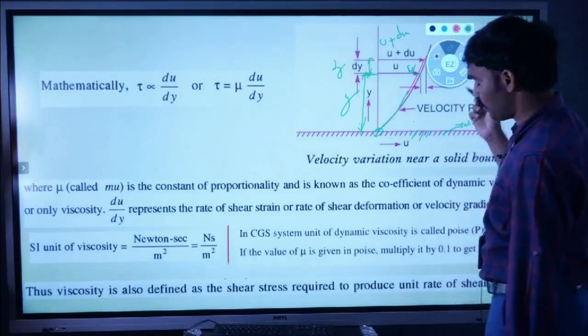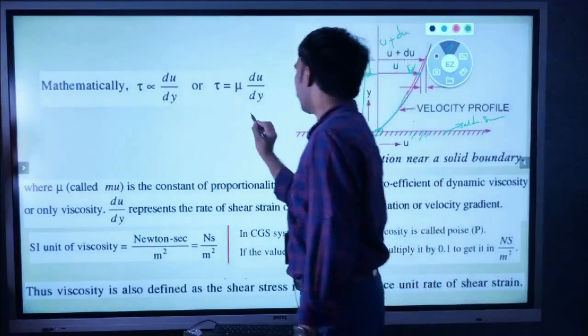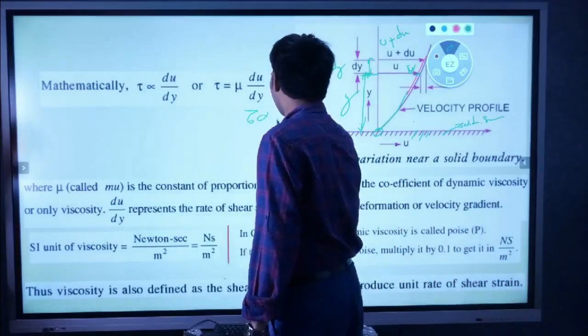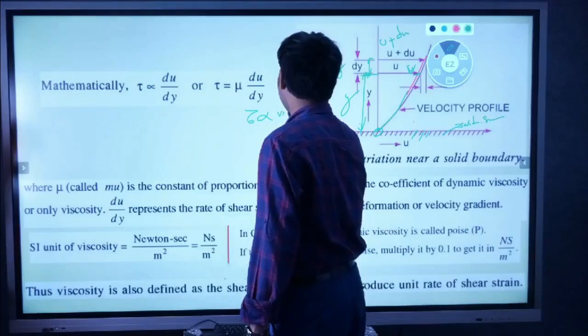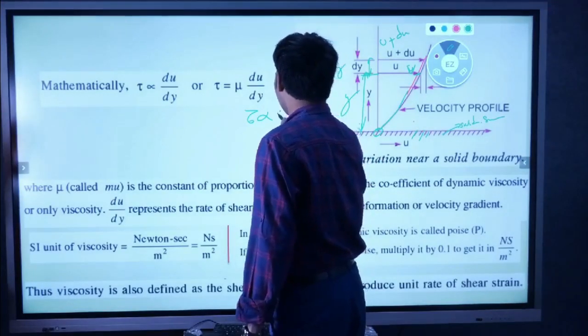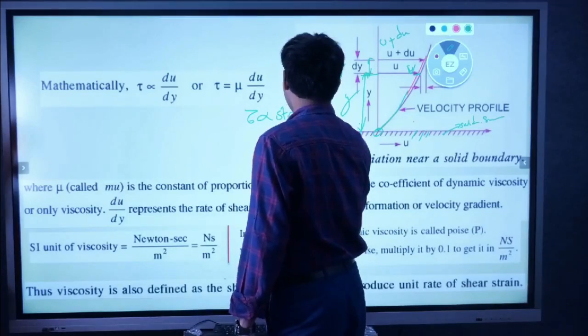So what we have discussed, according to Newton's law, the shear stress is directly proportional to shear strain, right? The shear stress is directly proportional to shear strain.